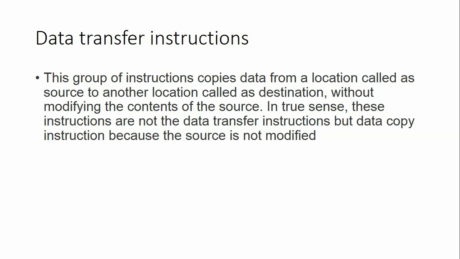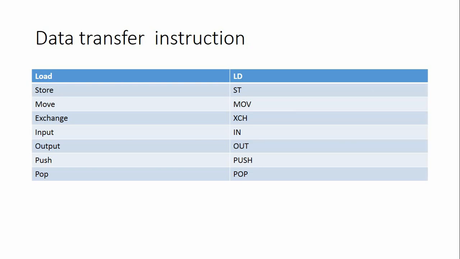The location from where we have to copy the data is known as the source location, and the other location where the data is to be copied or transferred is known as the destination, without modifying the contents of the source. Most important thing, the data content should not be modified. There are some types of data transfer instructions like load, store, move, exchange, input, output, push, and pop. And they have some mnemonics that are used in assembly language.